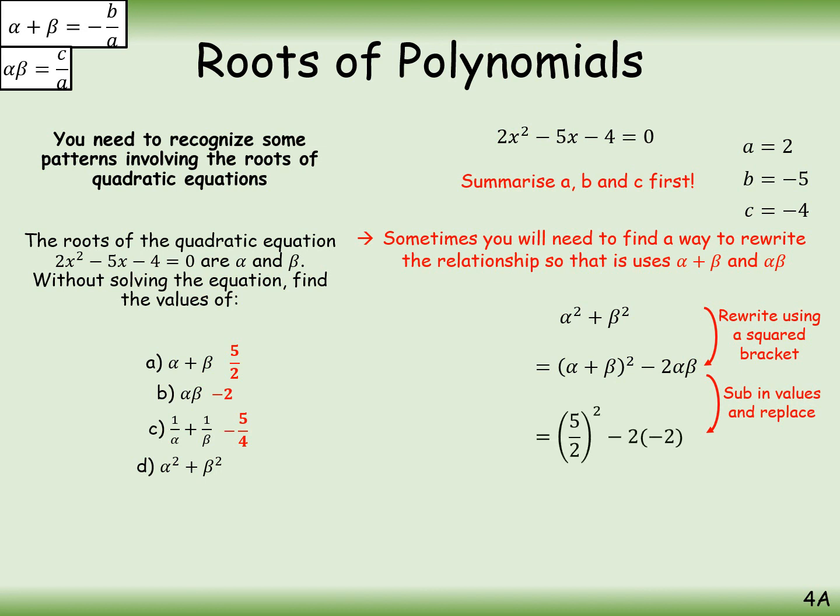So if we substitute in the values, alpha plus beta is 5 over 2, so 5 over 2 squared, minus 2 times alpha beta, which is minus 2. If we calculate, it gives us 41 over 4.